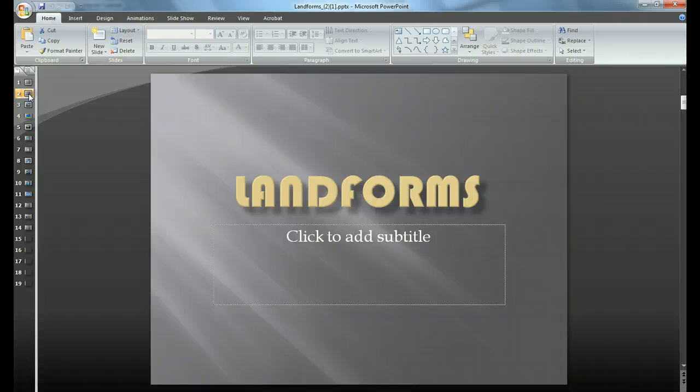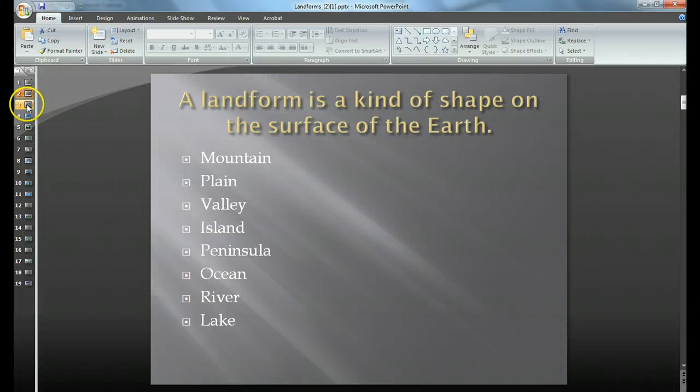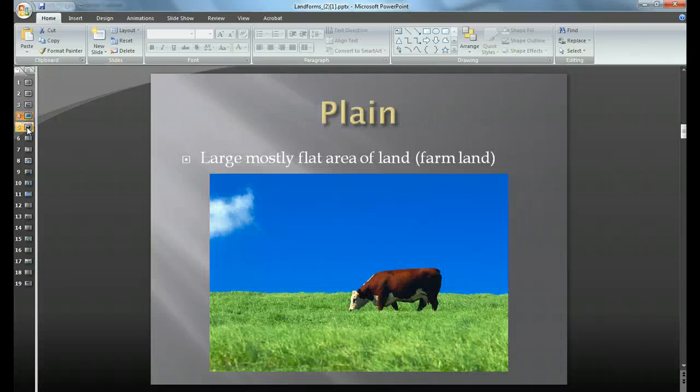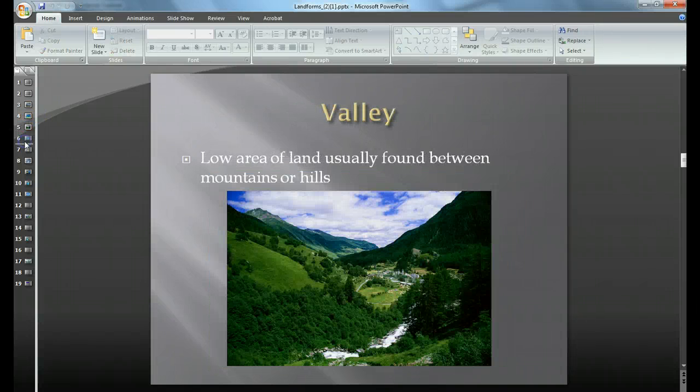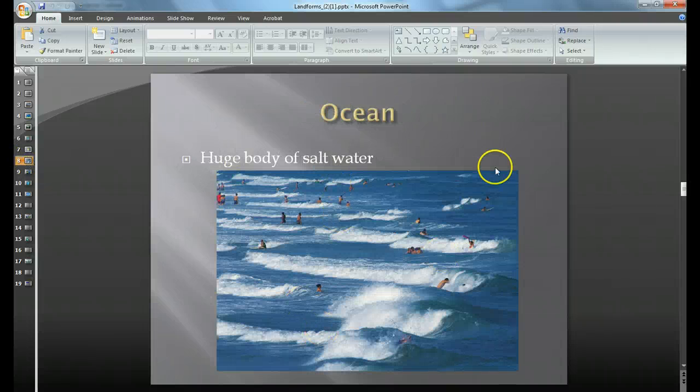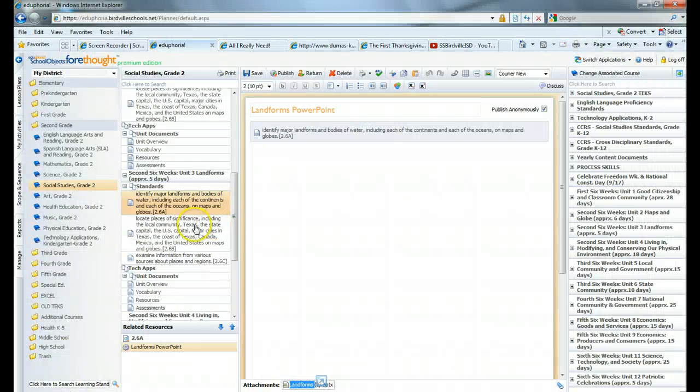So on this, it has landforms. It talks about a landform, just a basic review, a mountain, what kind of land that is, a plain, a valley. It has all these good vocabulary words. And if this is something you want to look at several times, feel free to.